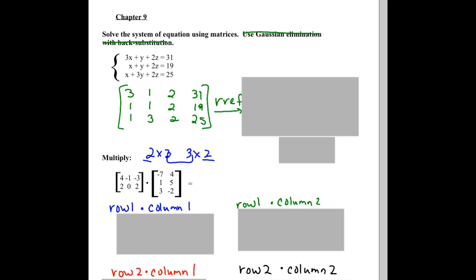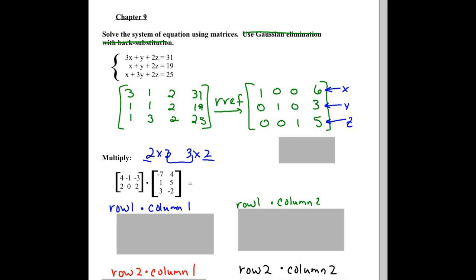If you go ahead and use RREF, you're getting to reduced row echelon, which means all you should have is a diagonal of ones. So we should get that type of matrix. So your last column is giving you your answers. But we don't leave it like that.